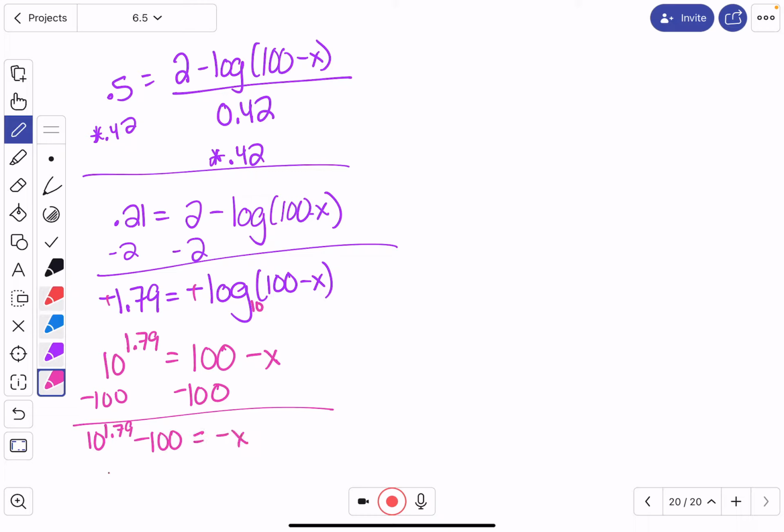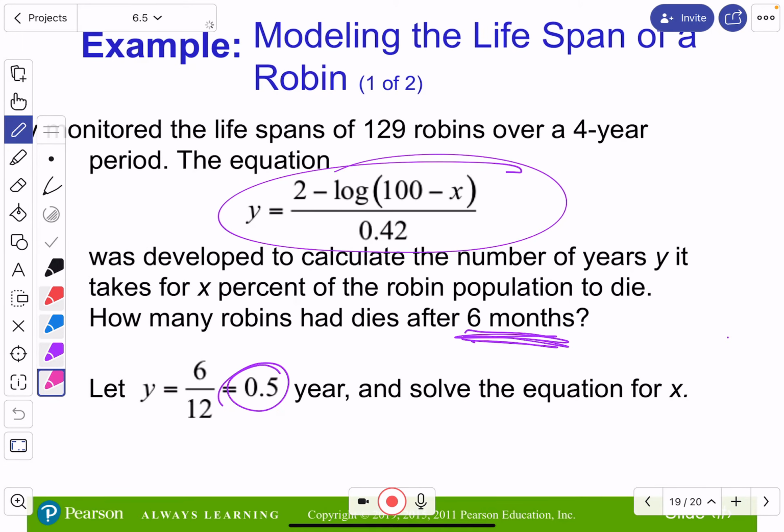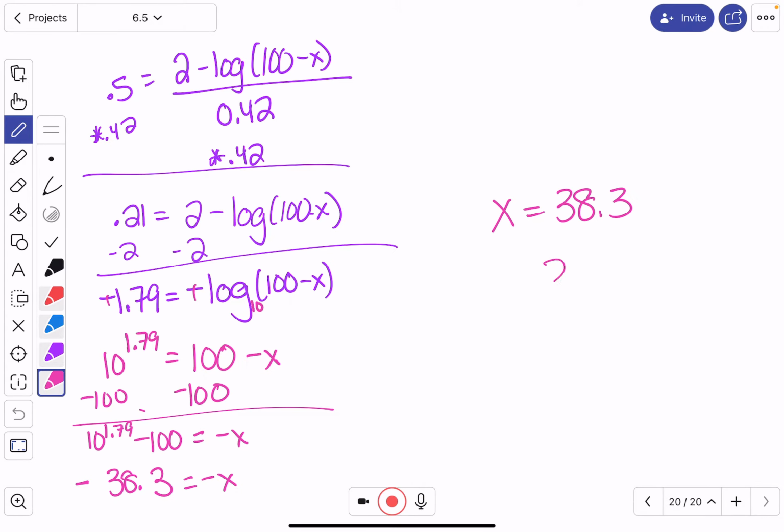So you get negative 38.3 equals negative x when you type that in a calculator, which means x equals 38.3. So about 38%, right? Percent, yep. So about 38% of robins died in the first 6 months of the experiment. That's how that's working for you.